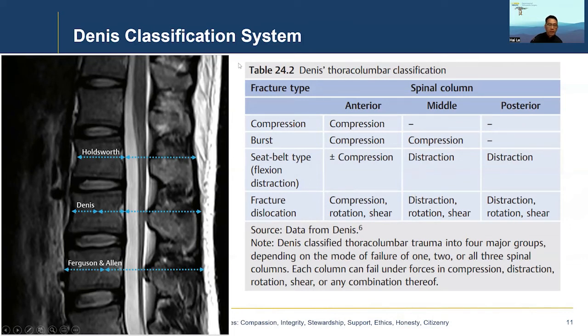So I think for Denis classification, just understand that the spine is divided into 3 columns: anterior, middle, and posterior column. And any combination of injury to both columns, so two of the 3 columns, can be potentially unstable.